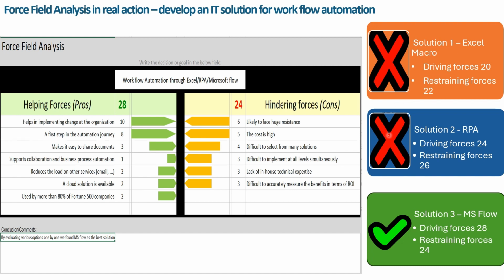Now look at the second option of RPA. In this case, we have driving forces getting an overall score of 24, whereas restraining forces are getting a score of 26. So negative forces outweigh here and we will not select this solution as well. Finally, on evaluation of Microsoft technologies for this objective, we find driving forces getting a score of 28 and restraining forces getting a score of 24. Here the driving forces are more and therefore this solution is selected.